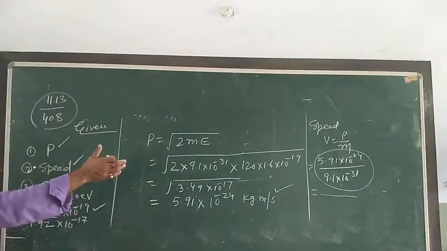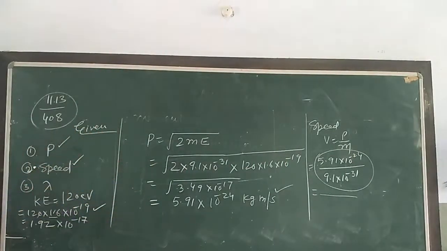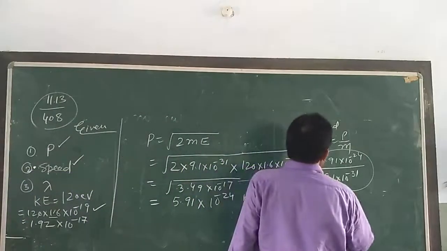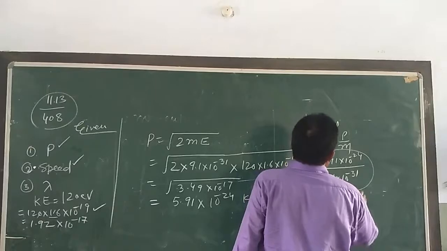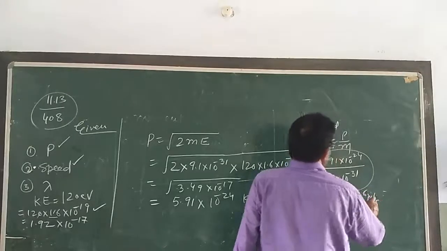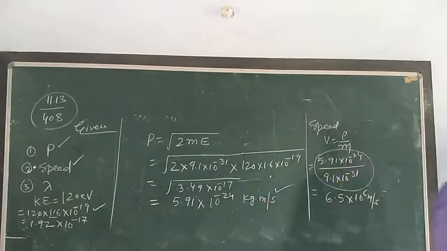So dear children, when you solve it, you will get 6.5 into 10 raised to power 6 meter per second. This is the answer here. You will get this.